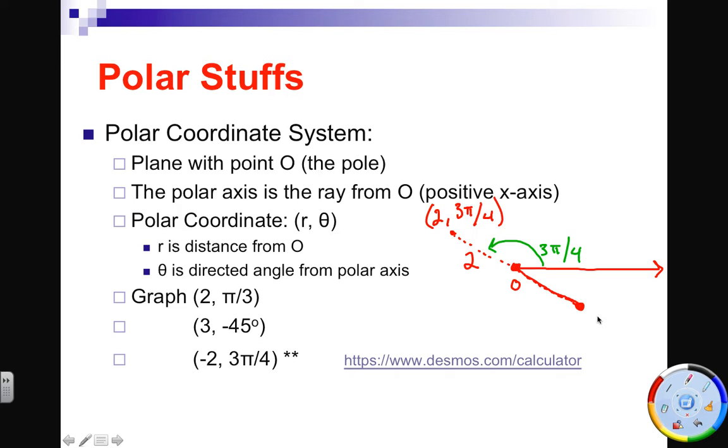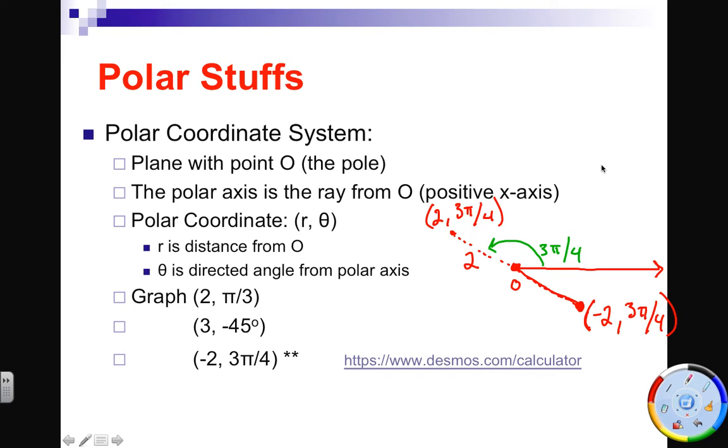So this point right here, this little dot here, is actually (-2, 3π/4). So you start by going in the direction that you want to go, find the angle, but then instead of going out, you want to go in the opposite direction. So it's just a straight line back.